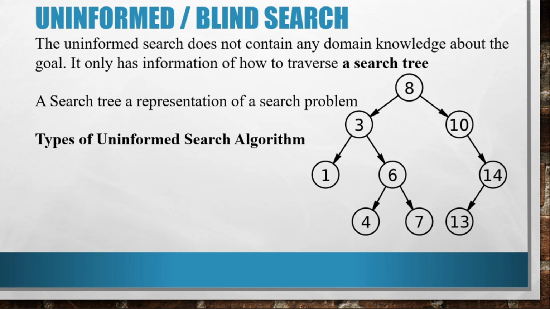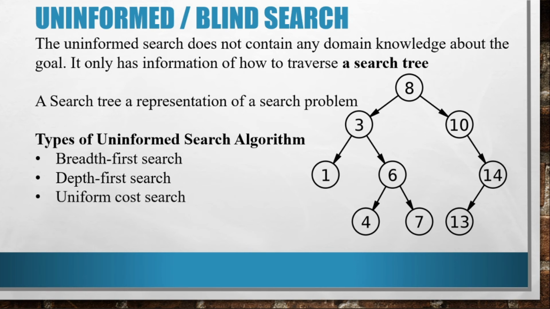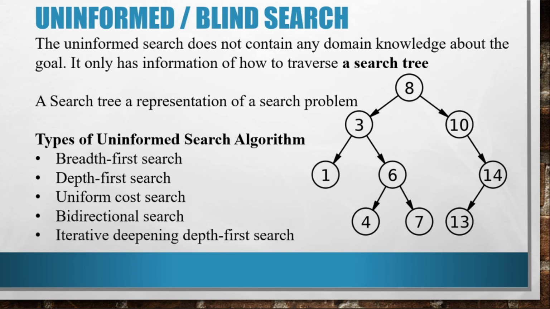So now let's move on to look at the types of uninformed search algorithm. The first one is the breadth first search, the depth first search being the second, and then the uniform cost search. So basically, with the uninformed search algorithm, we have three types. But out of these three, we have others, which are the bidirectional search and the iterative deepening depth first search. Don't confuse yourself over here. We will take time to look at each of them one after the other.